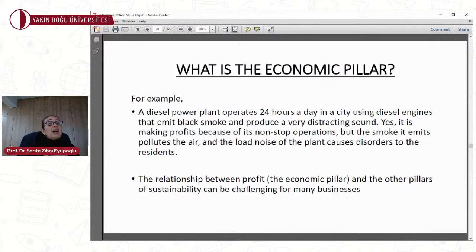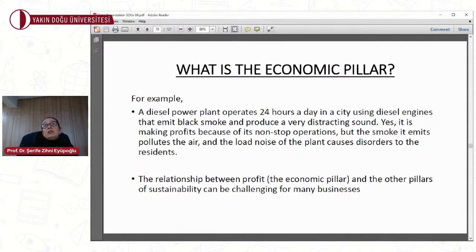Businesses have the responsibility to research and to identify solutions to these types of problems. Yes, they are earning a profit, but they are also obliged to understand and find ways to reduce the negative impact that they have on the environment and also on the people.